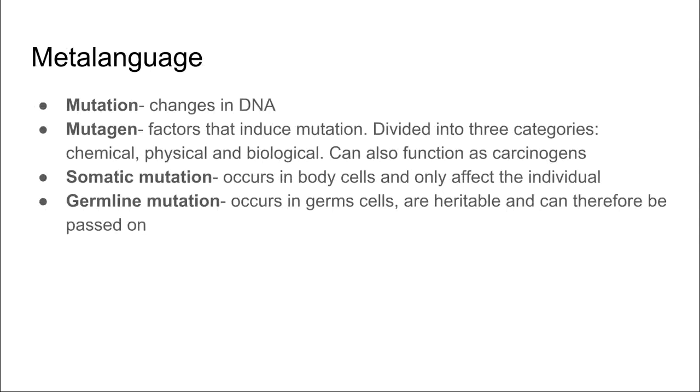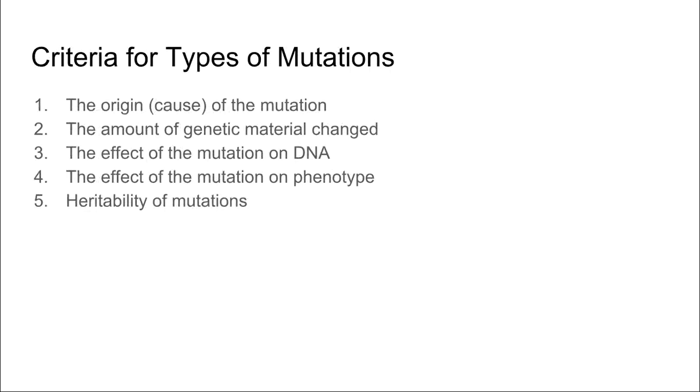affect organisms. When we talk about a mutation today, we're talking about any changes that occur in DNA. A mutagen is a factor that induces mutation, and they can be either chemical, physical, or biological. There are somatic mutations, which occur in body cells and only affect the individual that they occur in. And then there are germ-line mutations that occur in germ cells, which are our sex cells. They're heritable and therefore can be passed on.